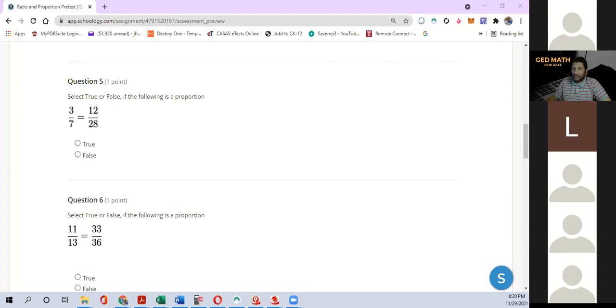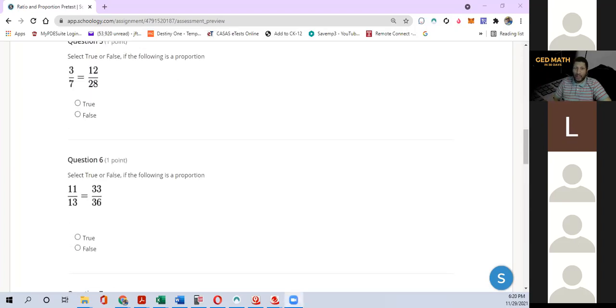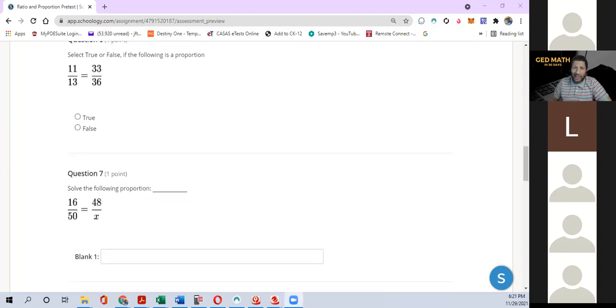Got it. So here, look at this question. I want you to tell me, is this a proportion? True or false? Hold on, oops, I'm sorry. I just did the same one. I thought I scrolled up and circled the next one. Sorry about that. That one right there. Is that a proportion?